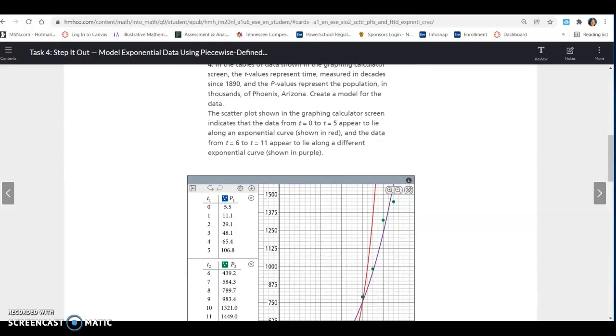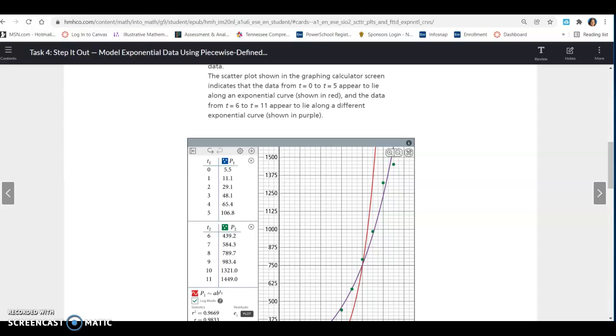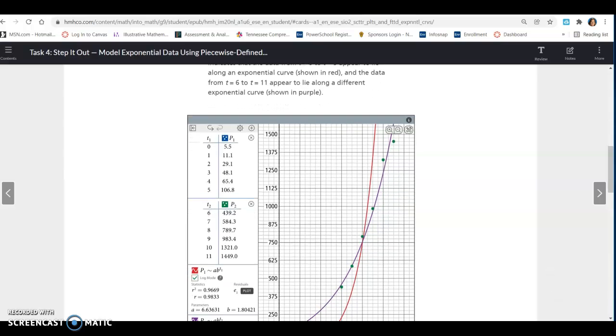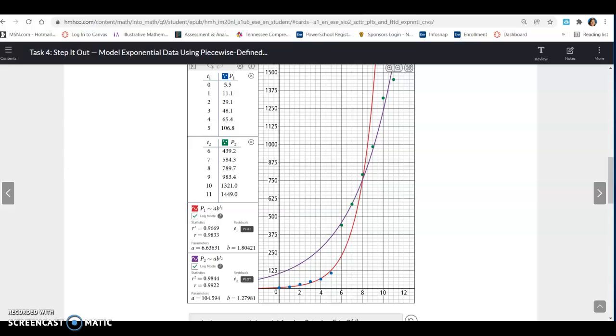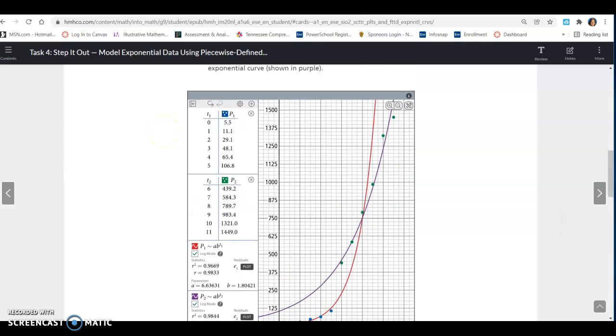The scatter plot shown in the graphing calculator screen indicates that the data from time 0 to 5 appears to lie along the exponential curve shown in red, and the data from t equals 6 to 11 appears to lie along a different exponential curve. So you can see, here's what they're talking about. These first few points from 0 to 5 fall on this red exponential curve. And then it looks like maybe a purple curve here that these other points fall closer to instead of the first line. So there are actually two different exponential models here.